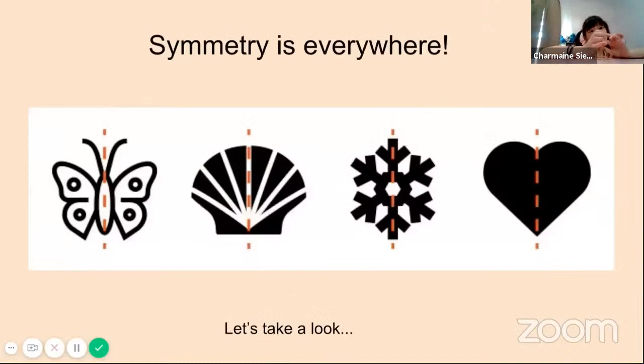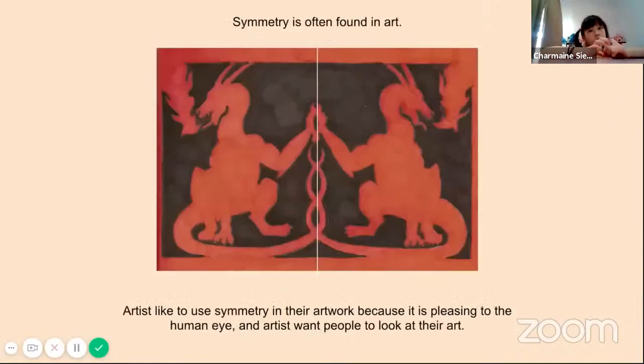So symmetry is everywhere. Let's start taking a look. Symmetry is often found in art. Artists like to use symmetry in their artwork because it is pleasing to the human eye, and artists want people to look at their artwork and enjoy looking at it. So you can see that this artwork has symmetry, right? There's two dragons on both sides. If we folded this in half, it would match up exactly.